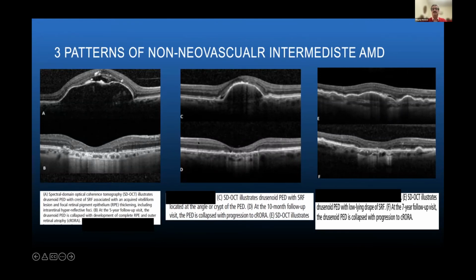The second type, the resinoid RPE detachment, with the fluid located minimally at the edge of the crypt of the pigment epithelium detachment, and also complete resolution with what they call complete RPE and outer retinal atrophy, or C-RORA. On the right side, the last pattern illustrates the resinoid RPE detachment with low-lying drape of subretinal fluid, minimal fluid. You can see it here over the huge RPE detachment seen in the center, and again with the progression also loss of outer retinal layers.